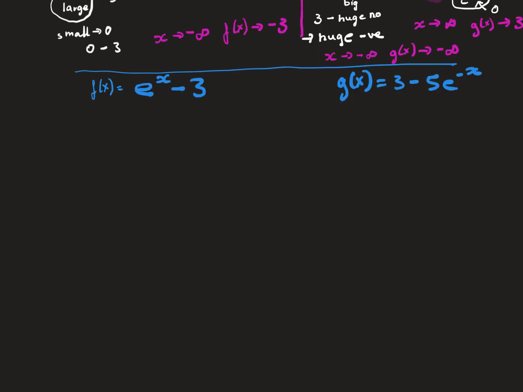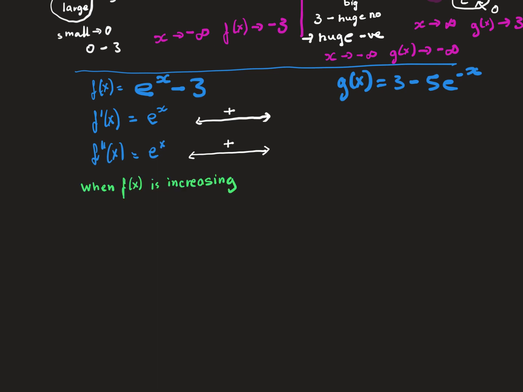Now to draw the sign diagrams of f'(x) and f''(x), we'll go to f'(x) and just differentiate this. And our sign diagram will be positive for all values of x. And if we check f''(x), then we'll find that's also e to the x. And our sign diagram will also be positive. What does that really mean altogether? It means that f(x) is increasing, that means its slope is positive. f'' is convex, or smiley face.